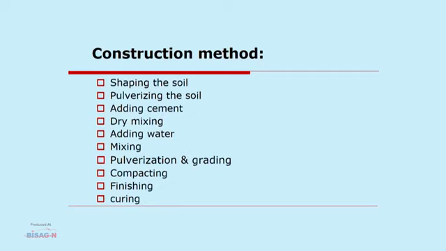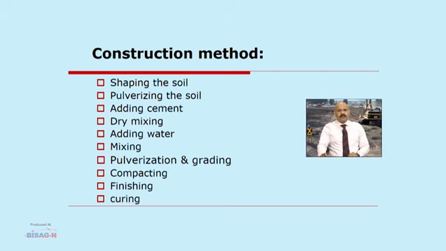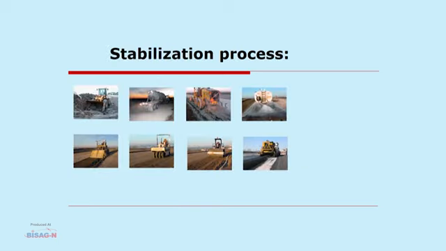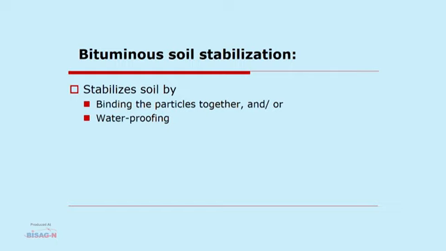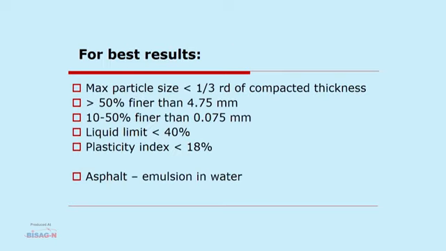Construction methods: shaping the soil, pulverizing the soil, adding cement, dry mixing, then adding water, then mixing, pulverizing and grading, compacting, finishing and curing. These are the various pictures which you can see on the slide where the stabilization process is being used in ground improvement techniques. One of the methods of soil stabilization is bituminous soil stabilization. It stabilizes soil by binding the particles together and then making it waterproof.